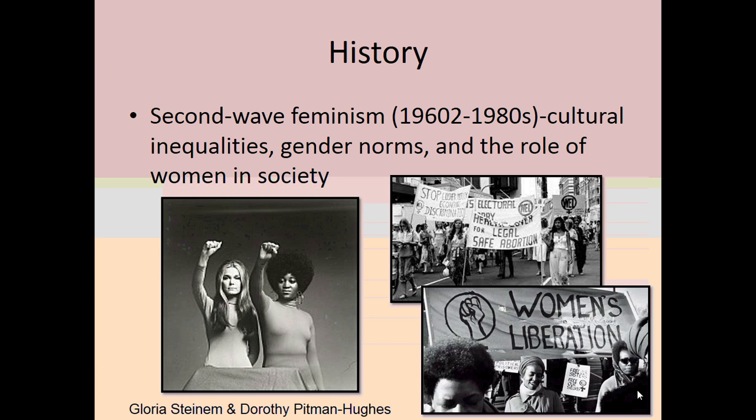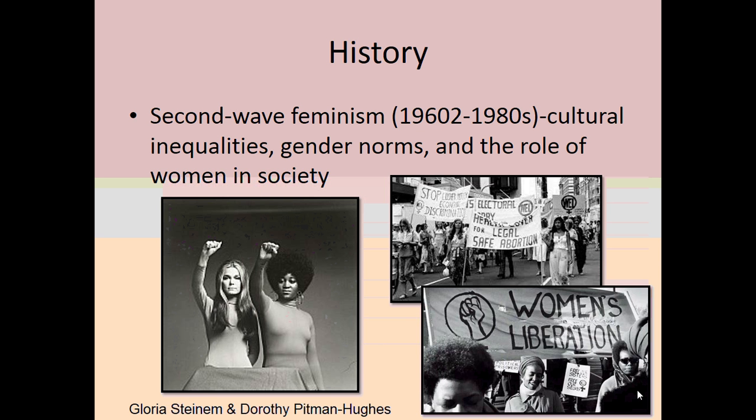The second wave of feminism was in the 1960s to the 1980s. There was more focus on cultural inequalities, looking at how gender norms pressed women to have to act in a certain way and that they weren't allowed as much control within relationships, and how women did not have equal rights within society. You can see pictured there Gloria Steinem and Dorothy Pittman Hughes, 2 really major workers in the feminist movement in the 60s and into the 80s. You sometimes hear it called the women's lib movement. It was also looking for things like legal abortion and really pushing that Roe versus Wade verdict to allow safe, legal abortions for women.